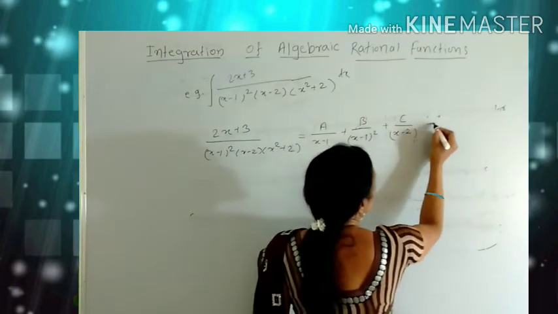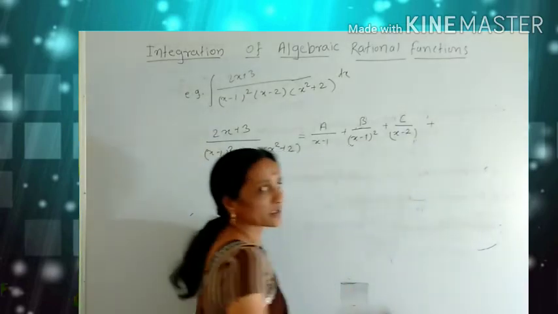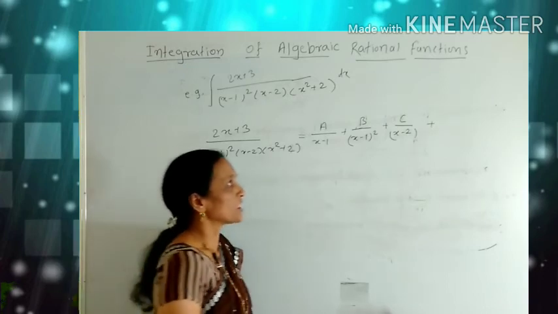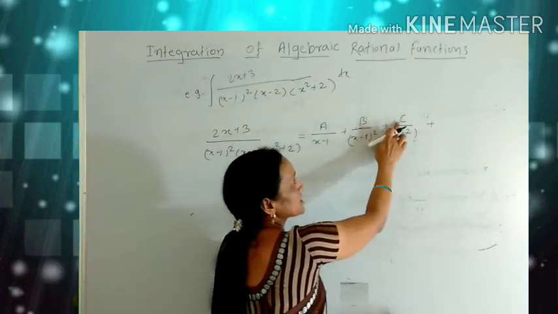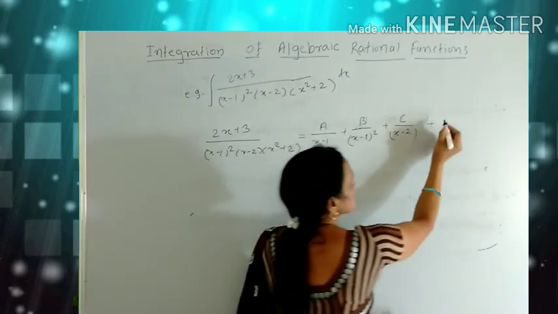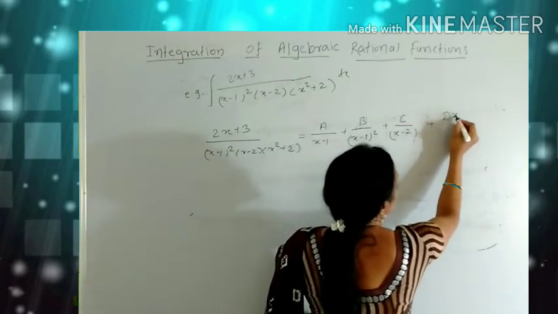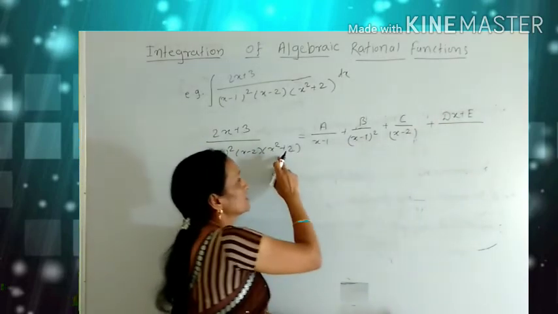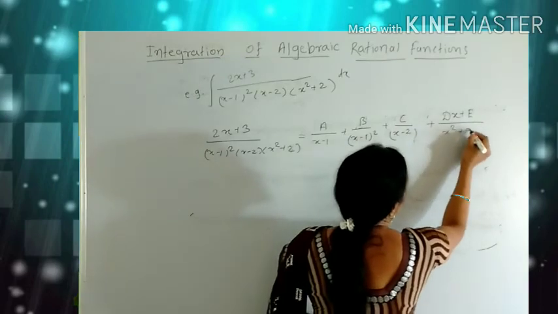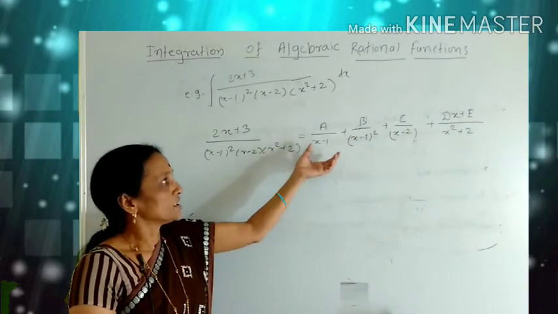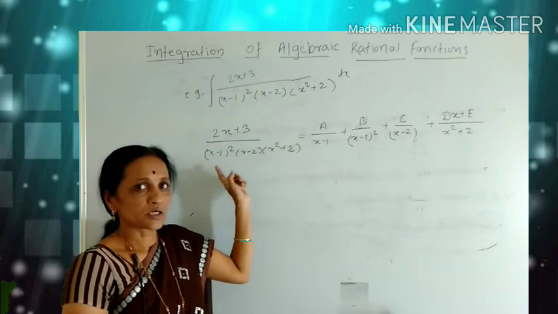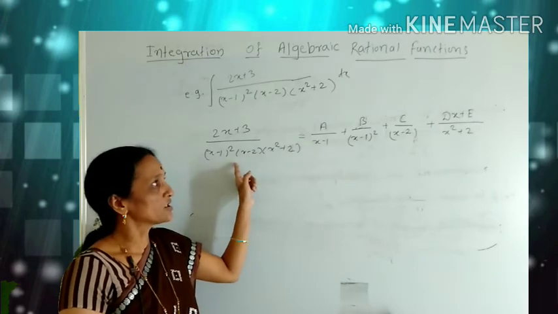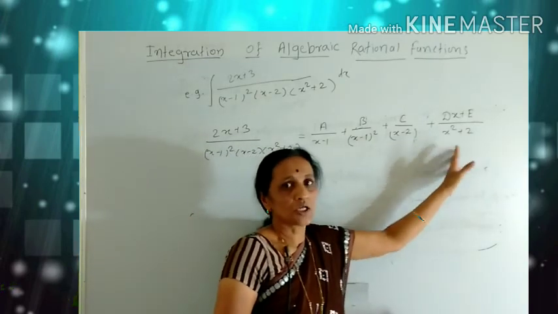And we consider the third case for the quadratic factors in the denominator. The x square plus 2 is the factor, and the decomposition is such that we consider the next constants D and E, and we write this as (Dx plus E) divided by the quadratic factor x square plus 2. Means we use the decomposition of partial fractions for these types of factors present in the denominator. So we consider this type of decomposition.